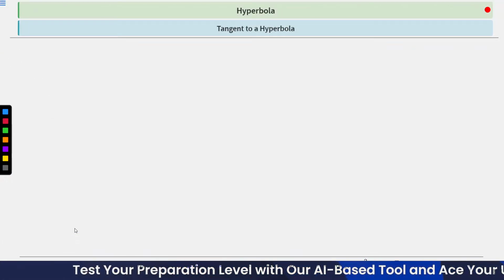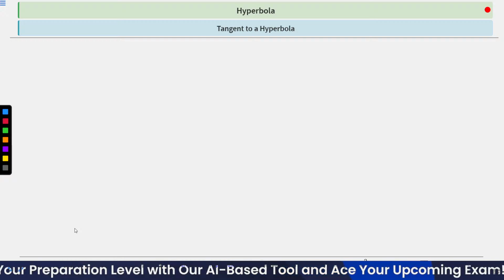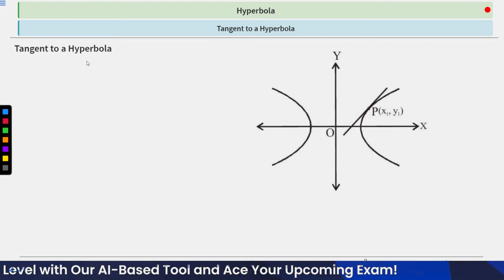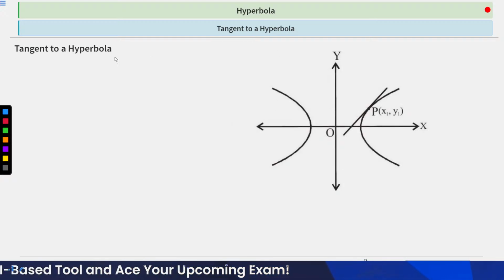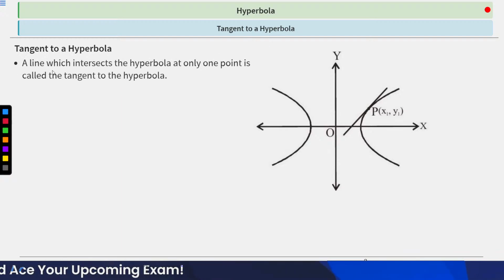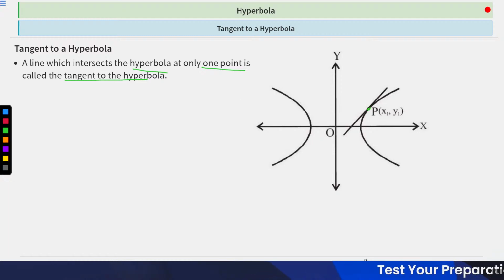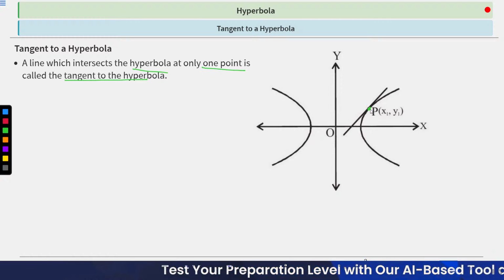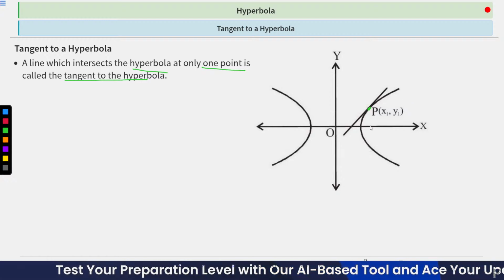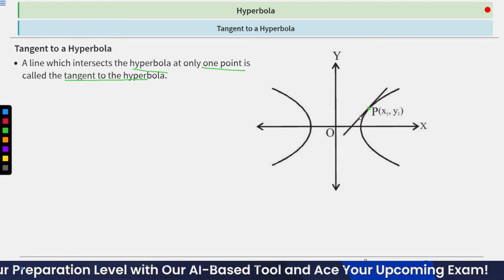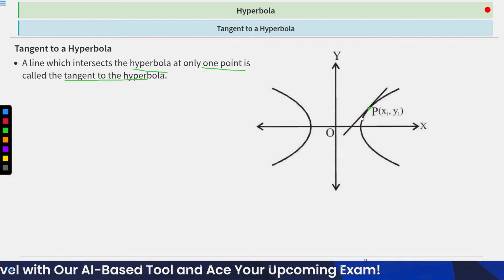Now, tangent to a hyperbola. A line which intersects the hyperbola at only one point is called the tangent to the hyperbola. As you can see, this point. So the line passing through the point P and touching the hyperbola will be our tangent at point P.